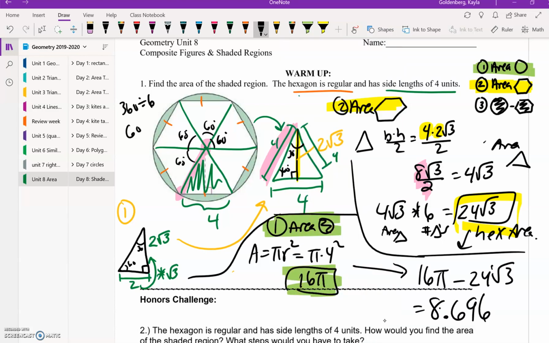8.696. I'm going to just round it to maybe one decimal place. So I'm going to round it to 8.7. I'm going to put units squared.